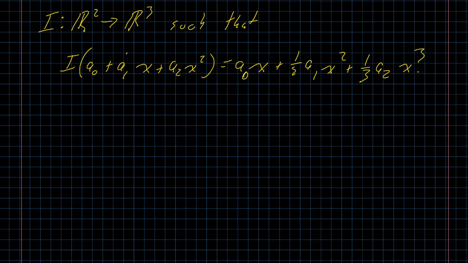I is a mapping from P2 to P3 such that I of a0 plus a1x plus a2x squared is a0x plus 1/2 a1x squared plus 1/3 a2x cubed. This is the integration operation on second degree polynomials. You put in a second degree polynomial, you integrate, you get out a third degree polynomial. And I had you show in the homework that I is also a linear transformation.